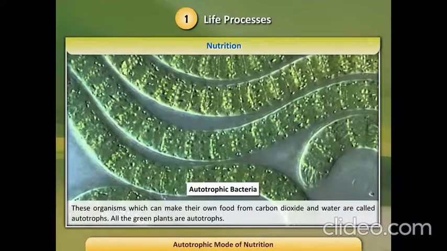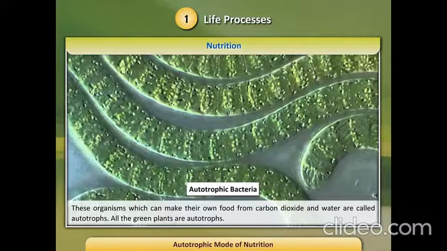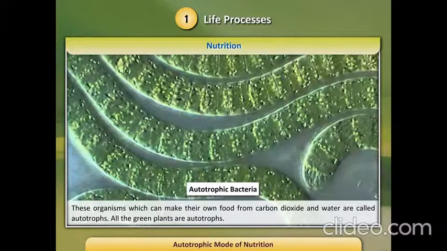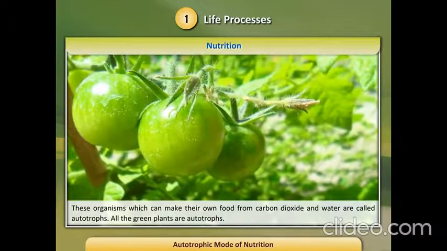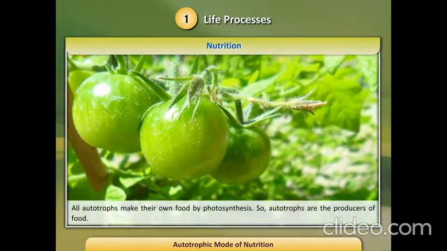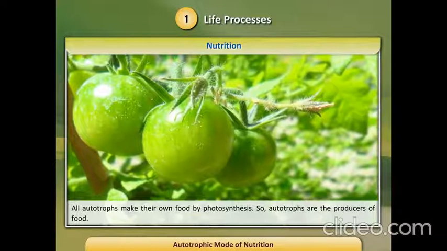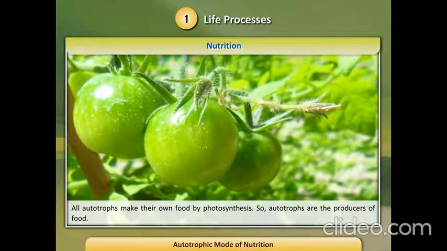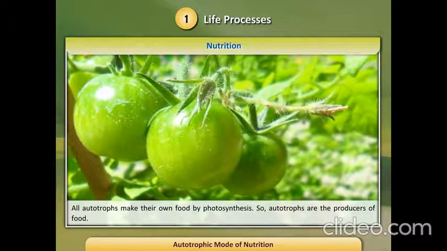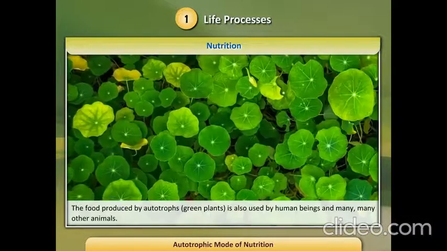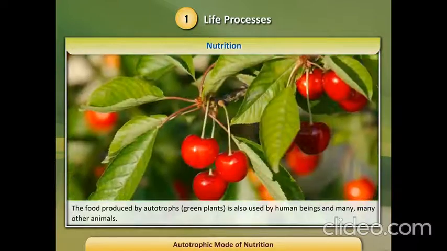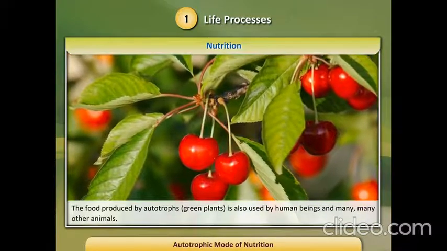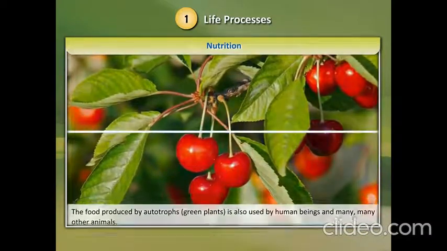These organisms, which can make their own food from carbon dioxide and water, are called autotrophs. All the green plants are autotrophs. All autotrophs make their own food by photosynthesis. So, autotrophs are the producers of food. The food produced by autotrophs, green plants, is also used by human beings and many other animals.